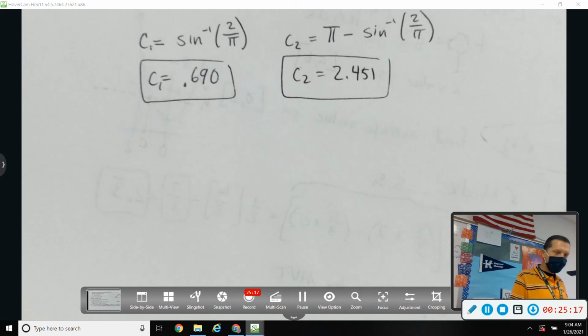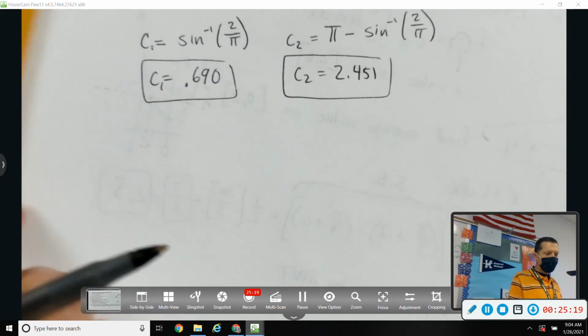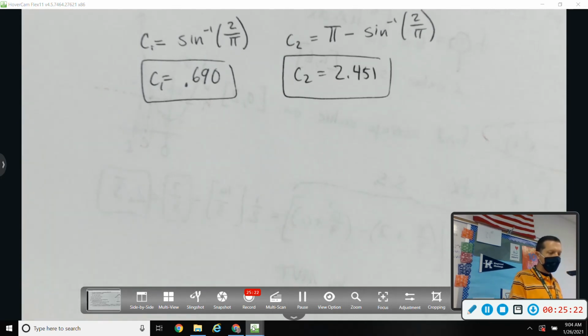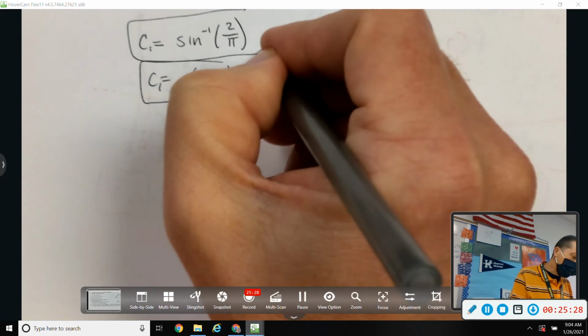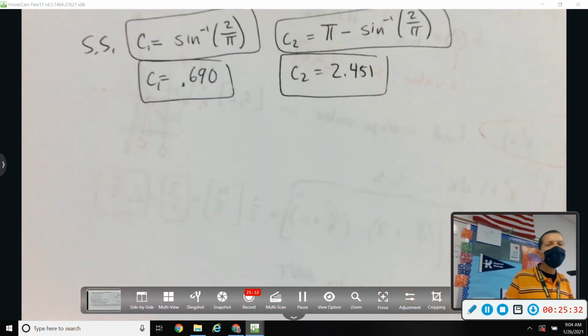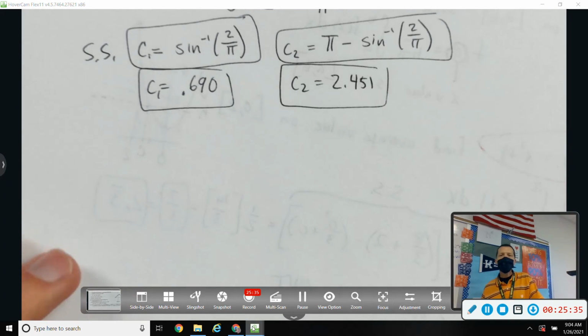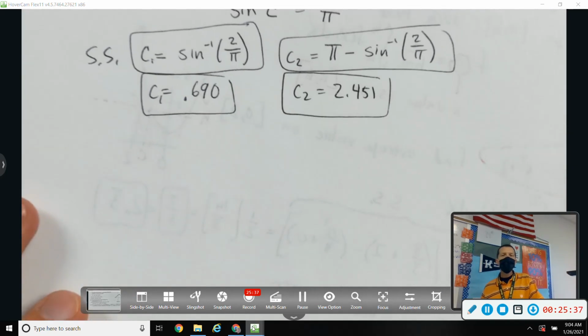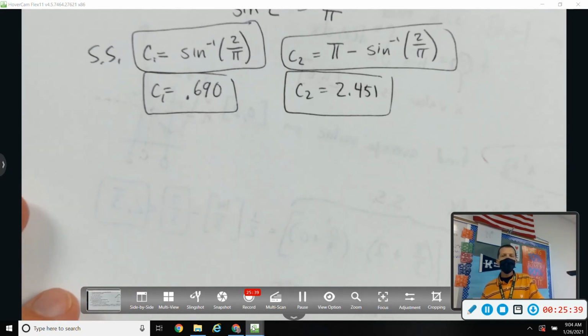All right, your assignment, yes? Would inverse sine of 2 over pi and then pi minus inverse sine of 2 over pi be a safe stop, or would you have to? Yeah, actually, safe stop, because this is calculator ready, those would be a safe stop. That's a good question.